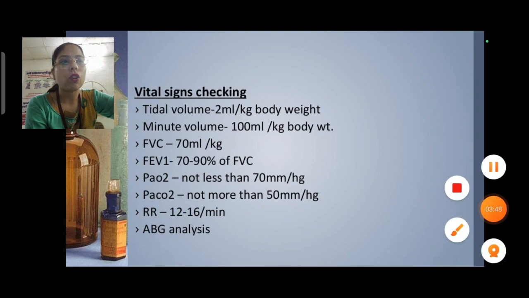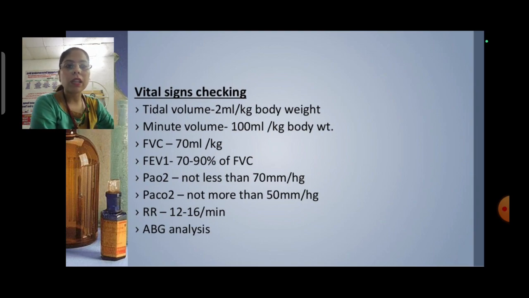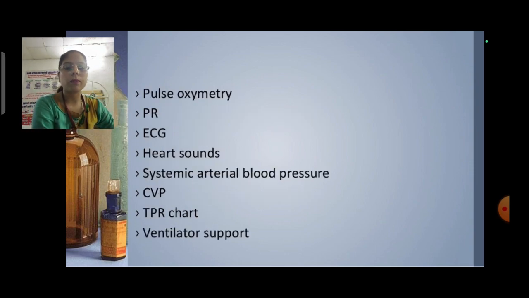Partial pressure of oxygen should not be less than 70 mm of Hg. Partial pressure of carbon dioxide should not be more than 50 mm of Hg. Respiratory rate should lie between 12 to 16 breaths per minute. ABG analysis, that is arterial blood gases analysis, should be done.